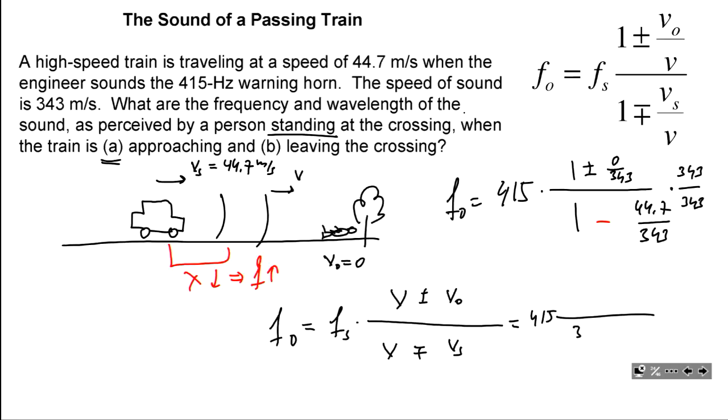So this is going to be 343 minus 44.7. This is going to be 343. And that's what we need to calculate. The result, of course, will be exactly the same. So 415 times 343 divided by, open parentheses, 343 minus 44.7, close parentheses, 477.2.